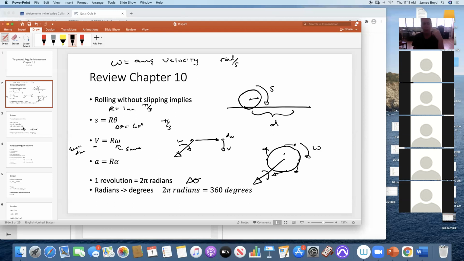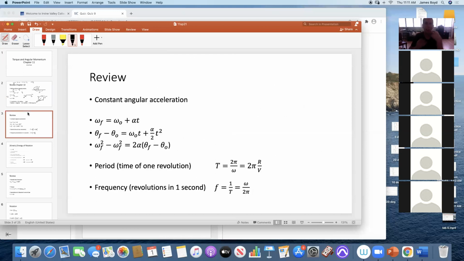That goes all the way back to chapter 3, uniform circular motion. Although now we're using it for everything. We're assuming everything spins at a uniform angular velocity, or it speeds up or slows down. What about alpha? We're getting to alpha right now. Just like with the change in omega, the change in the angular velocity is equal to alpha t.